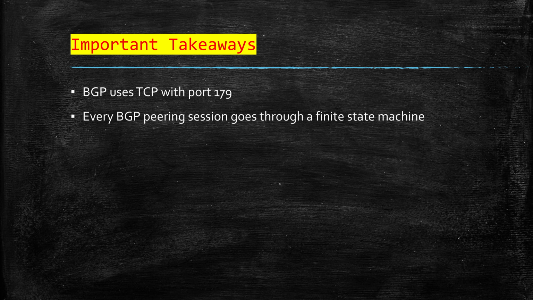That was the first part of this lesson. And the important takeaways for now are that BGP uses TCP as a transport protocol on port 179. And it is also important to remember all the states from the BGP peer finite state machine.